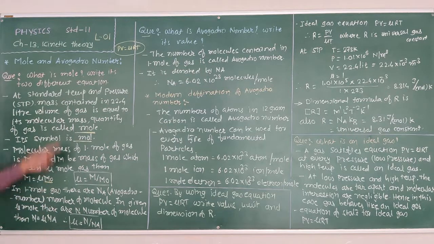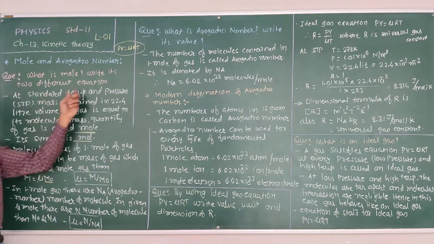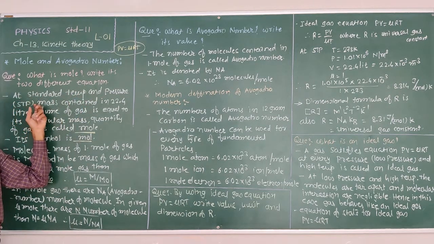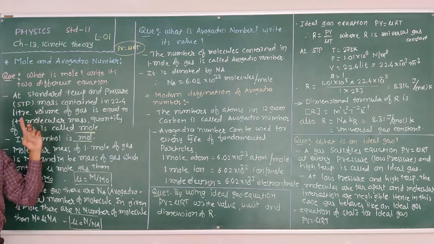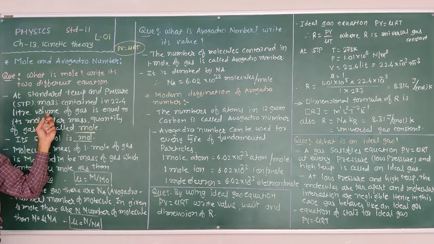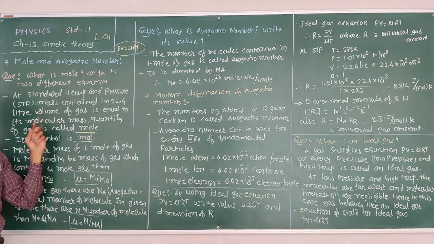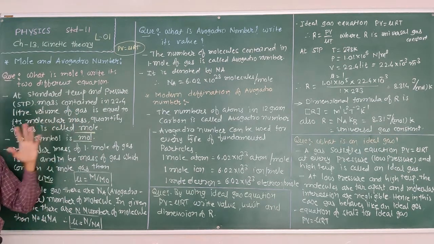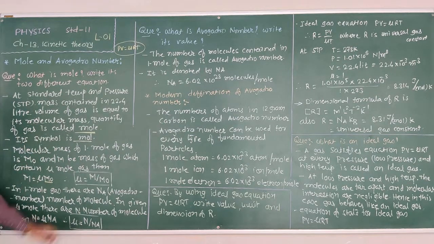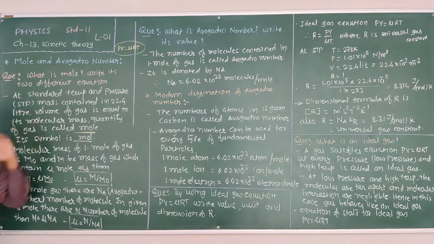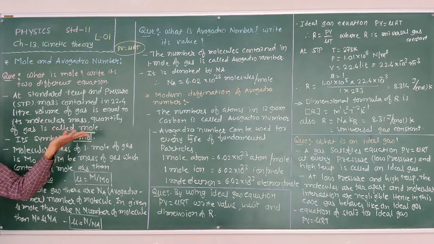Again, what is the definition of mole? At standard temperature and pressure, the mass contained in 22.4 liter volume of a gas, equal to the molecular mass, is known as 1 mole. Whatever the quantity in 22.4 liter volume of the gas at STP is known as 1 mole.